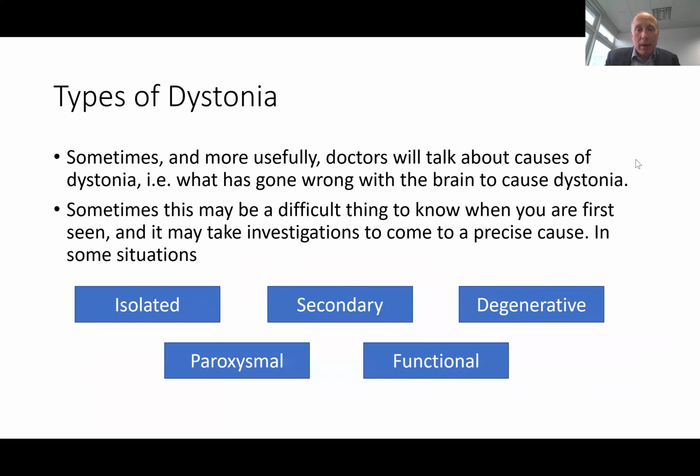The more useful way, I think, to talk about dystonia is to try and think more about the cause. So what is it that has actually gone wrong with the brain to cause the dystonia? Now, sometimes it's actually very difficult to know what that cause is, particularly when you first meet somebody. But there are terms that you can use in some situations. For example, isolated, secondary, degenerative, paroxysmal, functional dystonia. So these are all different types of dystonia. And I'm going to go through each one of these in turn.